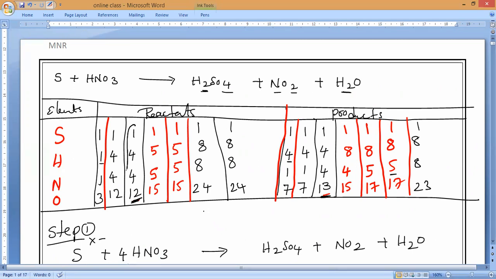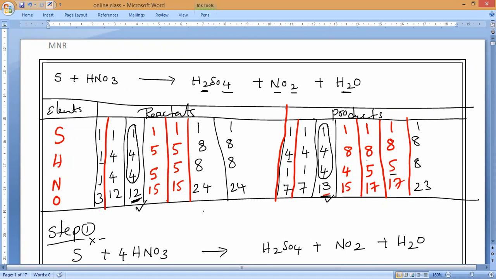Third step. What is the third step? Tell me. 144. And here also 144. Which is imbalance, guys? Oxygen. What is that? 12 and 13 oxygen. 13 is the imbalance. Correct?